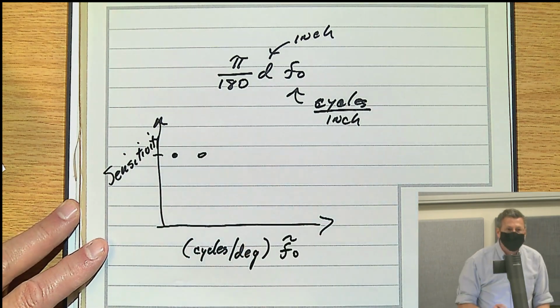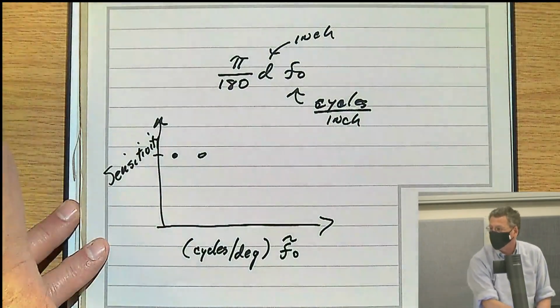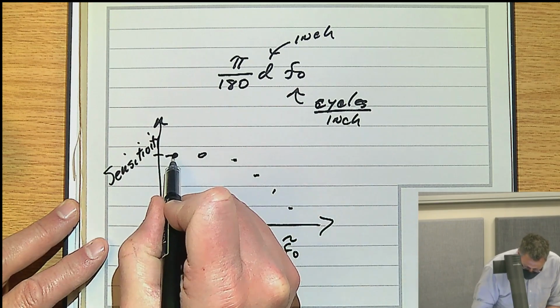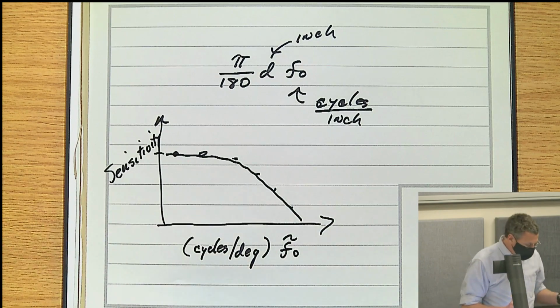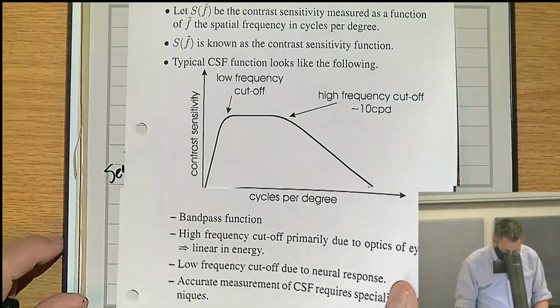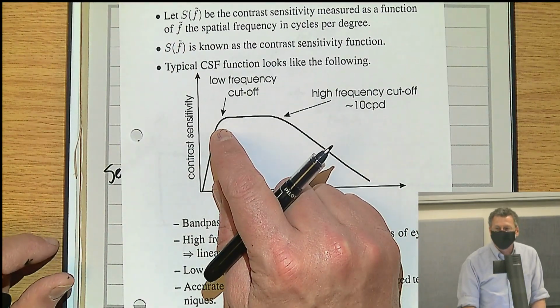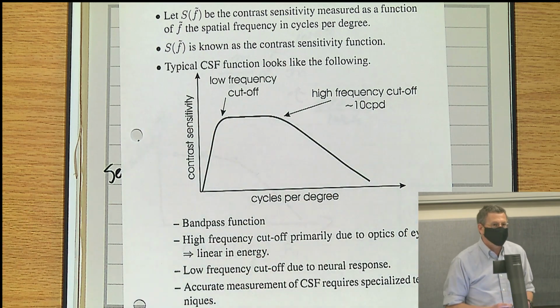And then as the frequency goes up, eventually you're going to have trouble seeing it, right? So this is going to go down. And you're going to get a curve that looks like this. Now what's interesting is that what may be a little surprising is that if the spatial frequency is too low, it's also hard to see it. So what's the intuition behind that?